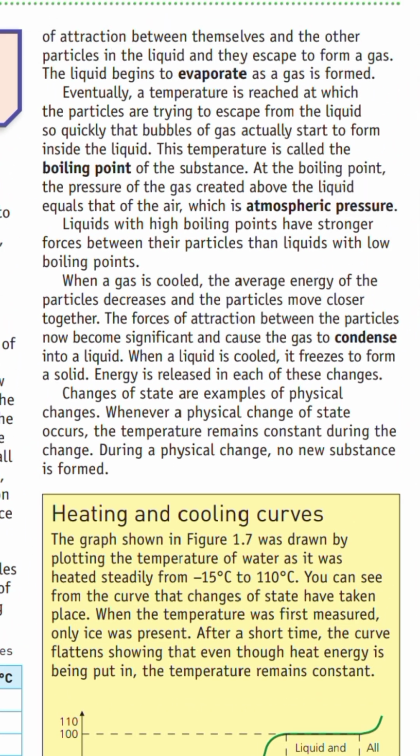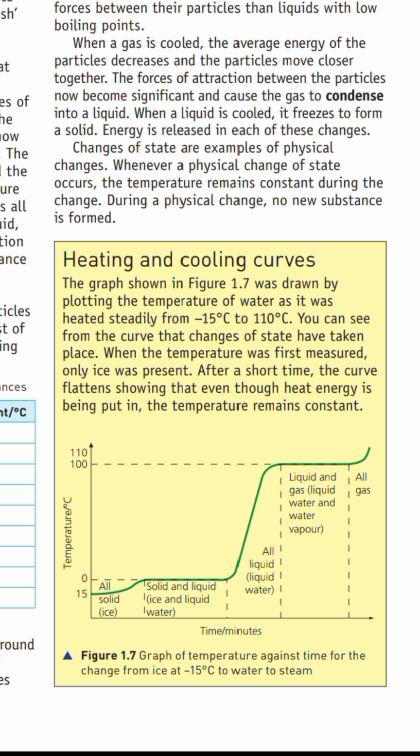A heating curve shows how the temperature of a substance changes as it is heated. For example, if you heat ice from -15 degrees Celsius to 110 degrees Celsius, the temperature increases until it reaches 0 degrees Celsius. At this point, the ice starts to melt, and the temperature stays at 0 degrees Celsius until all the ice has melted.